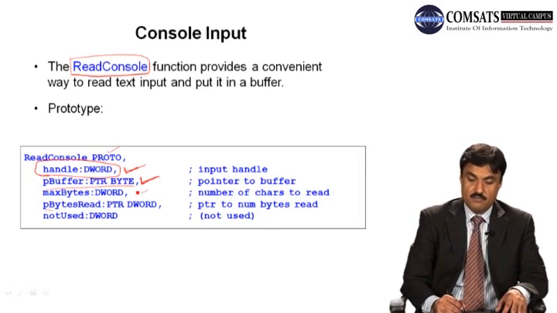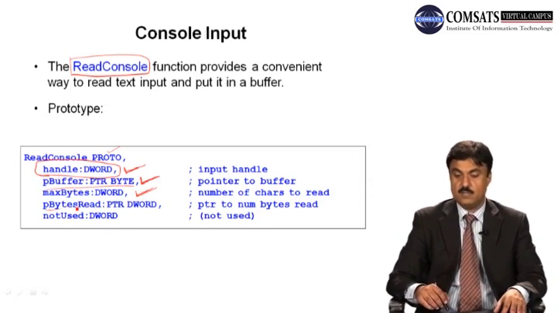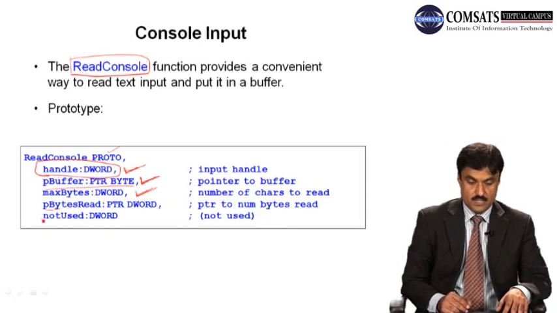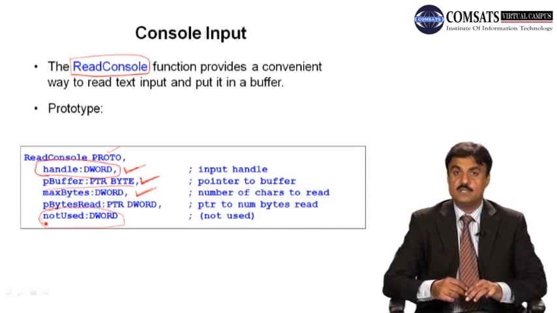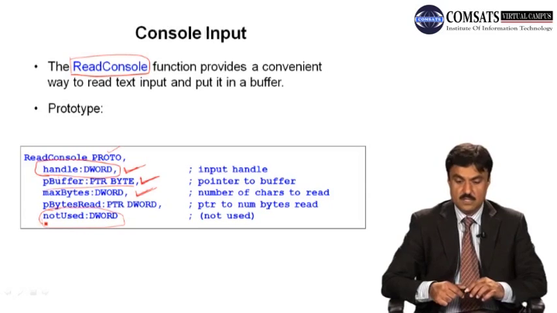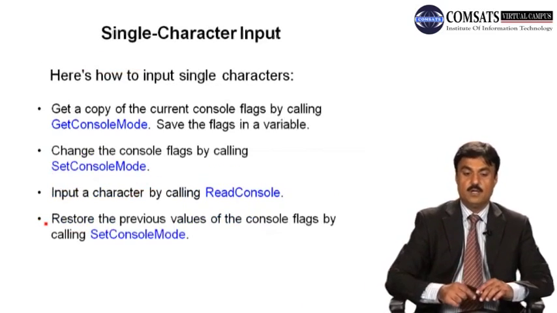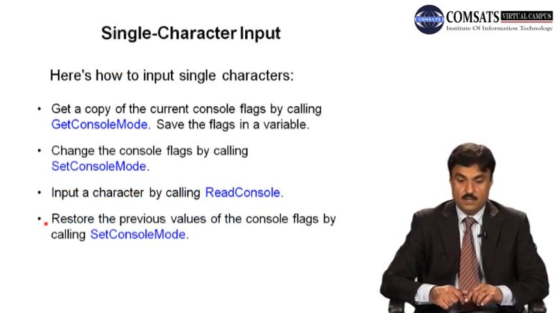We also need to specify how many bytes or characters you want to read, and the pointer to the number of bytes we read. And there is an unused double word. In most of the Win32 console functions we have an unused double word, so you can assign it as 0, for example. This one is the example.